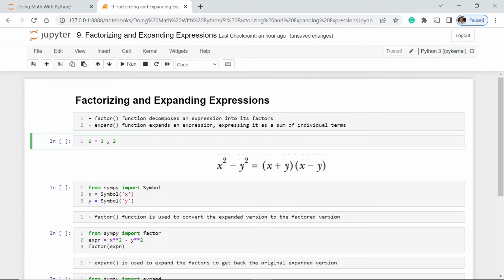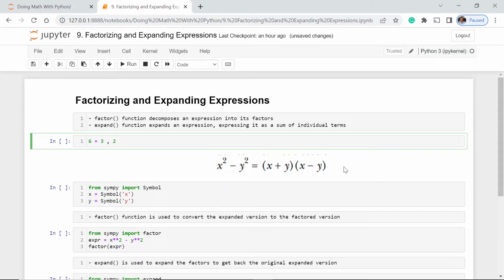Expand. What is the expand function? It expands, just by the word itself, an expression, expressing it as a sum of individual terms. To properly understand what factor and expand do when applied to an algebraic expression, let's have x squared minus y squared. When we factor this, it becomes (x plus y) times (x minus y). So this is the factored form of x squared minus y squared, and this one is the expanded form of (x plus y) times (x minus y).